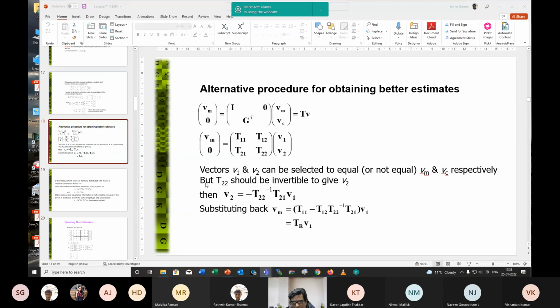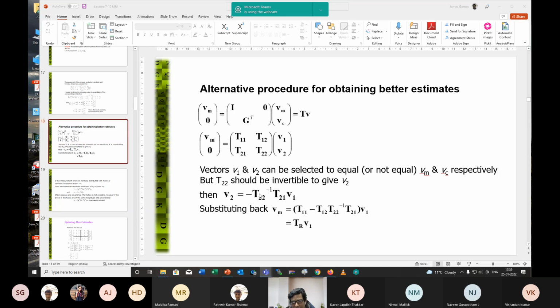So now the important thing is that this T22 that you have here has to be invertible, because you are going to use that as a basis for your manipulation. If I were to use the next equation, the bottom equation, which is a conversion of this equation into this form, to compute what is V2, then I would have to make sure that T22 is invertible. So that is something that you have to ensure.